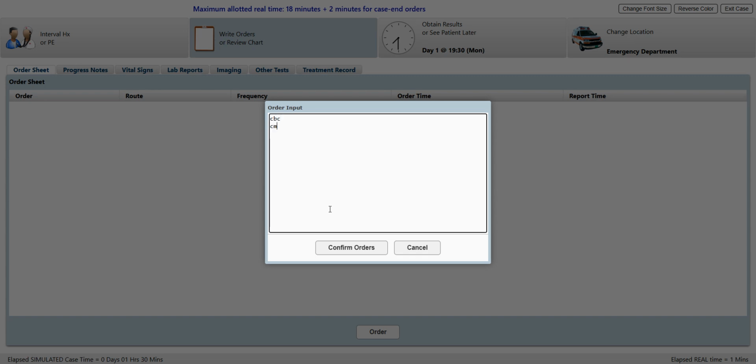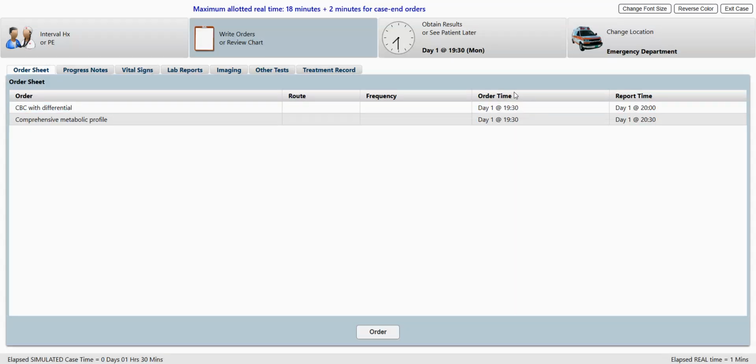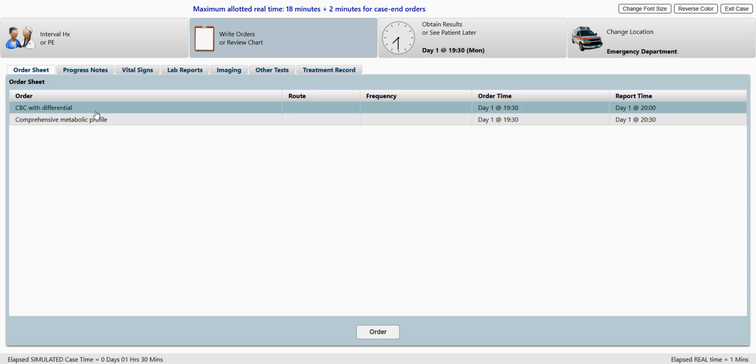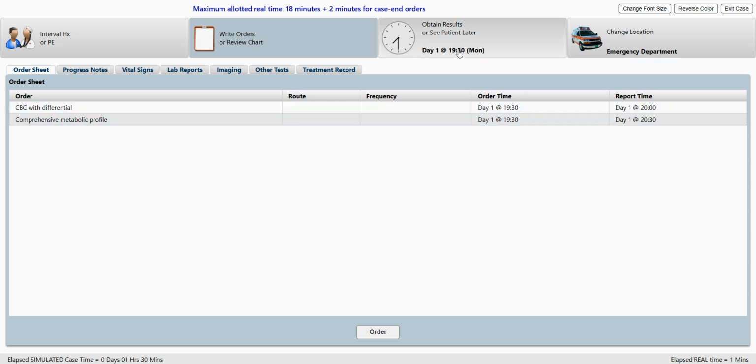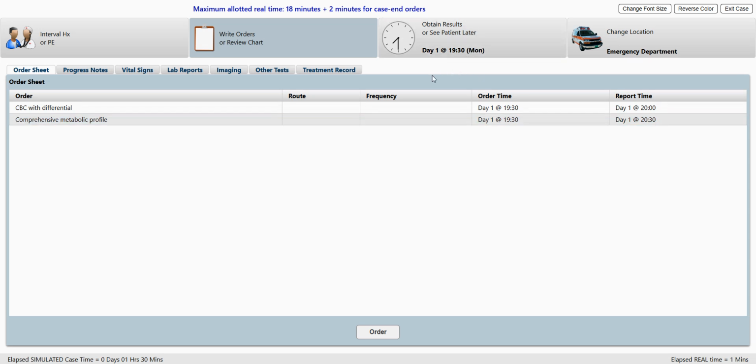If you order a CBC and a CMP, it'll show you your order time. That's the time that you ordered, which is right now. So it says that we're at day one at 19:30, and then this will be the report time. The CBC will take 30 minutes from the virtual now, and the CMP will take 1 hour from the virtual now. So at 20:30, you'll get your CBC.